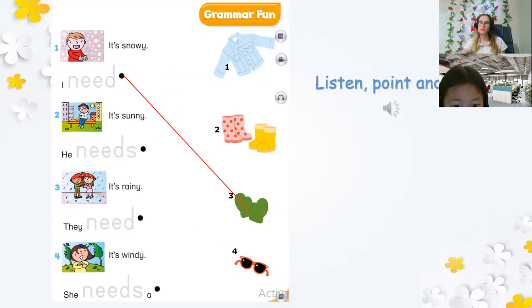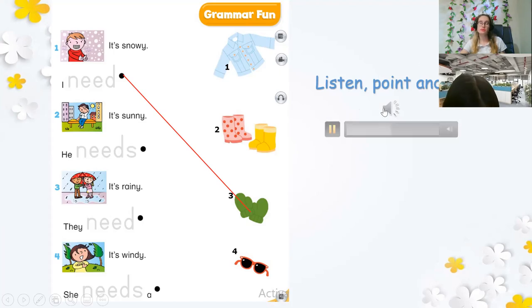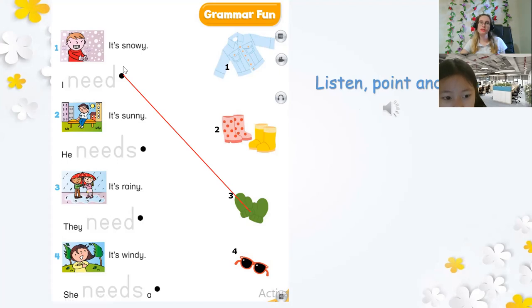Number 2. It's sunny. Look at the boy. Look at the sun. The sun is bright. The boy can't see. What does the boy need? Yes, he needs sunglasses. Which one is sunglasses? Number two.